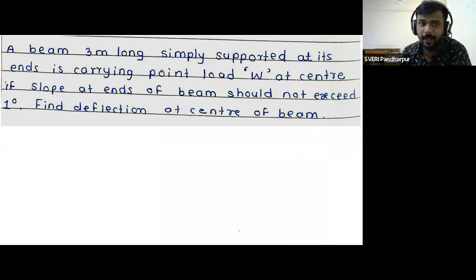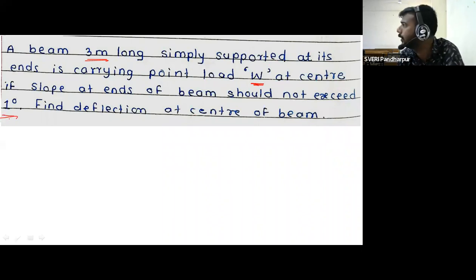Read the statement. A beam 3 meter long, simply supported at its ends, is carrying point load W at the center. Again, the type of beam is given: simply supported. The length of beam is given as 3 meter, and the point load is applied. Its magnitude is W. If the slope at ends of the beam should not exceed 1 degree, the slope value is given.